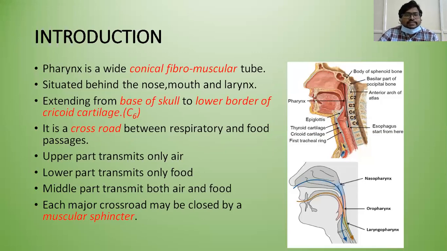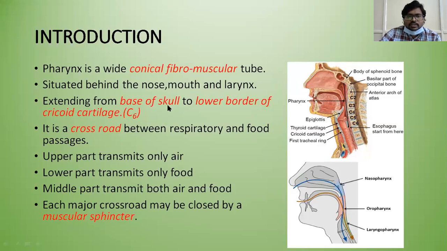Now coming to the introduction. The pharynx is a conical fibromuscular tube. It is situated behind the nose, behind the oral cavity, and behind the larynx. It acts as a crossroad between the respiratory and food passages. So this is the respiratory pathway and this is the food pathway. It acts as a crossroad.